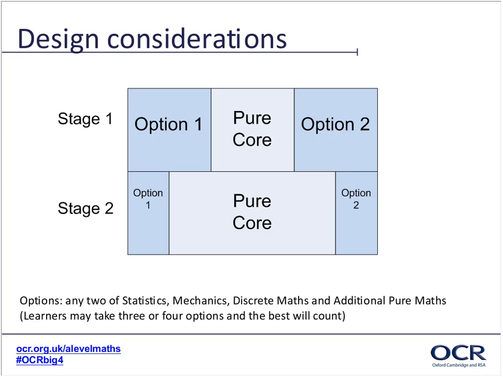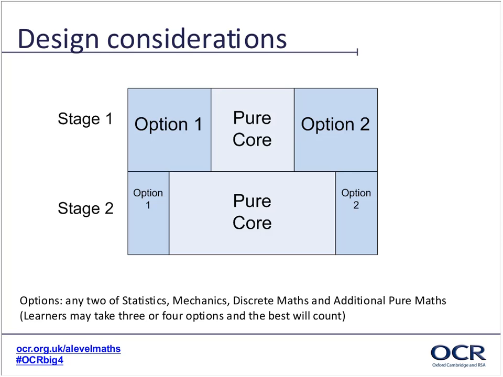So in stage 1, the first 2 terms, you have this 1/3 of pure core, which is very similar to the current FP1, and then 2 options, which are about the same size as current units, which we'll talk about in a moment. And then in stage 2, the 3rd, 4th, and 5th terms of the A-level, you have these half-unit top-ups in each of the options, which, as I said before, increase the depth and breadth of what you've done in stage 1.